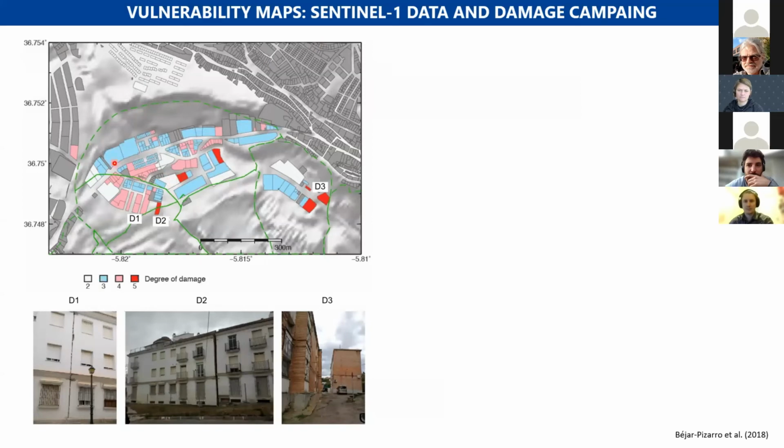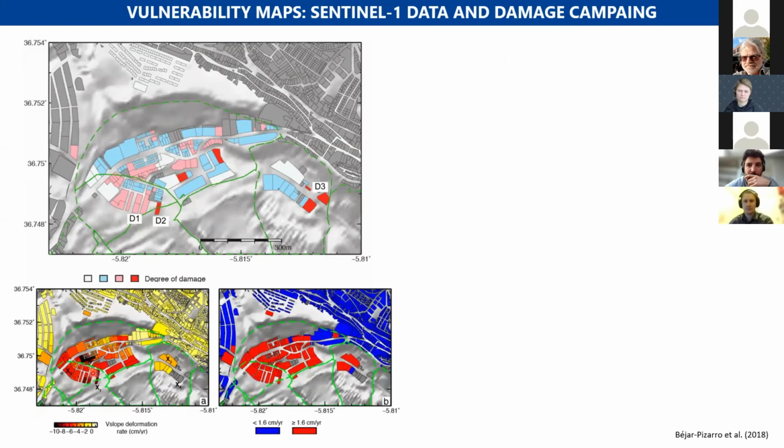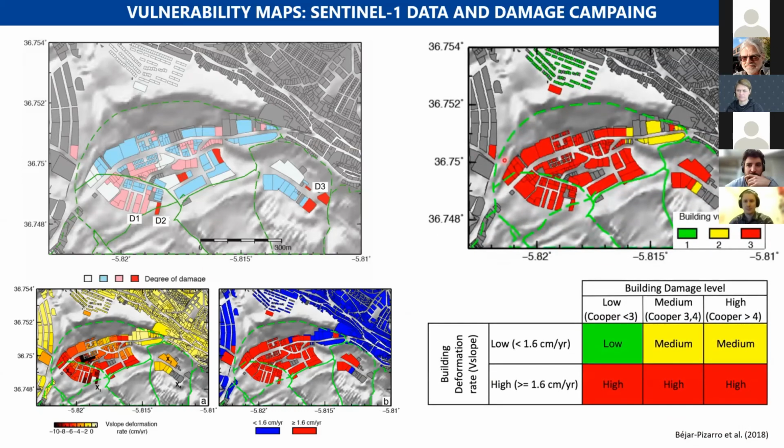What was done in this second study was to perform an exhaustive damage campaign of the buildings, and each building was given a category of the degree of damage. Secondly, the measure points were projected onto each building block, and two categories were established. Let's say the blue category would be the buildings that are not moving, and the red category, the buildings presenting rates of movement of more than 1.6 centimeters per year. Combining the degree of damage, low, medium, and high, and these two parameters, the blue and the red, we could create a matrix of the vulnerability of each building that we have up here.